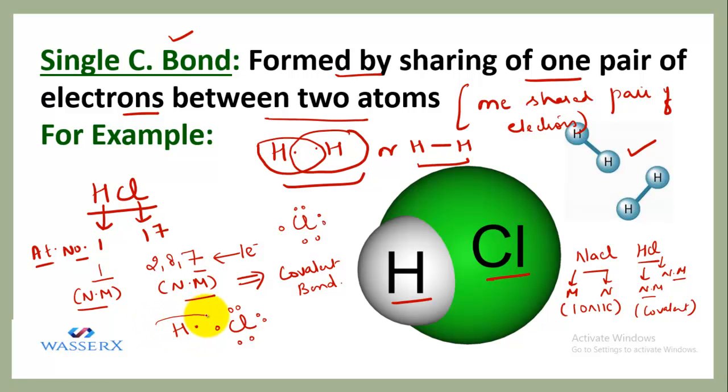So hydrogen has its one electron and it will share the electron of chlorine. Chlorine already possesses 7 electrons and it will share the 1 electron of hydrogen. So that means this is a shared pair. So we can also indicate it as HCl. So this is how you're going to show the single covalent bond formation in any molecule.